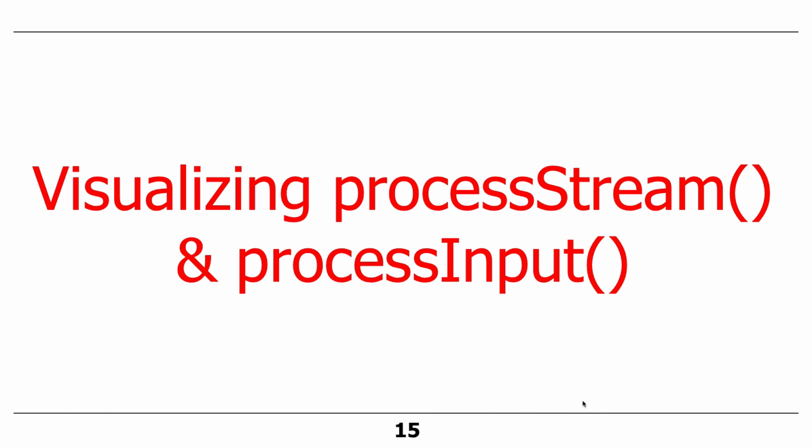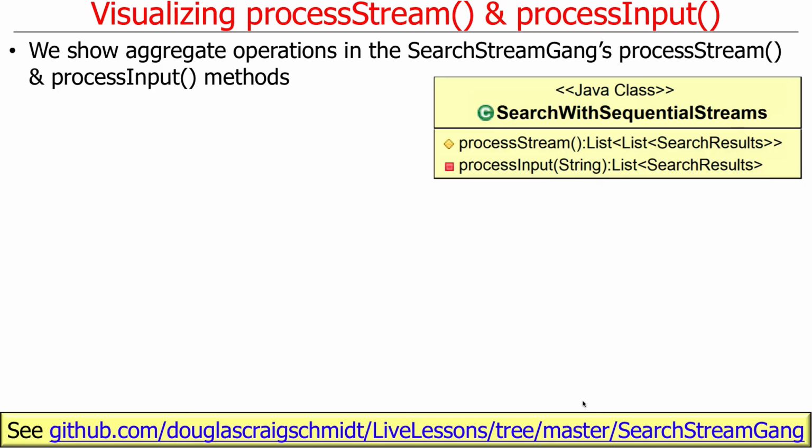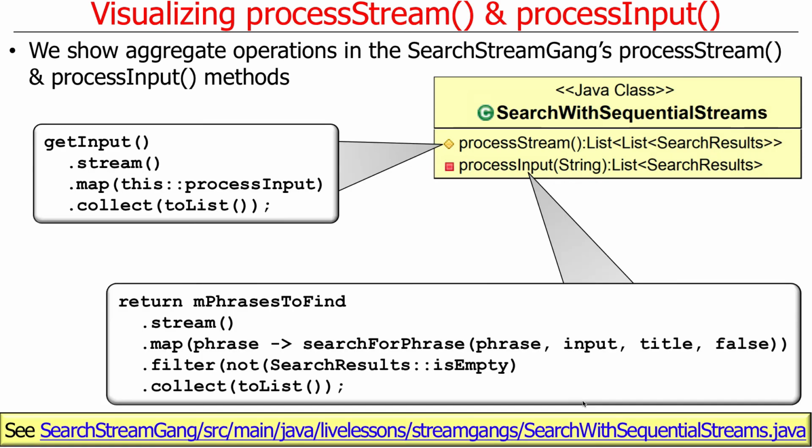So let's start off, as I like to do when I give these discussions, by visualizing how streams work. I just happen to work better if I can think in my mind what's going on, and then when I write the code, it somehow makes more sense to me. Different people work in different ways. There are a couple of methods we're going to focus on. These are part of a class called SearchWithSequentialStreams, which, as the name implies, is going to do sequential searches. There are two methods, processStream and processInput.